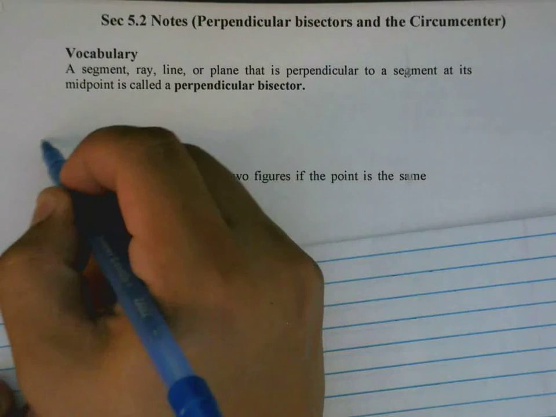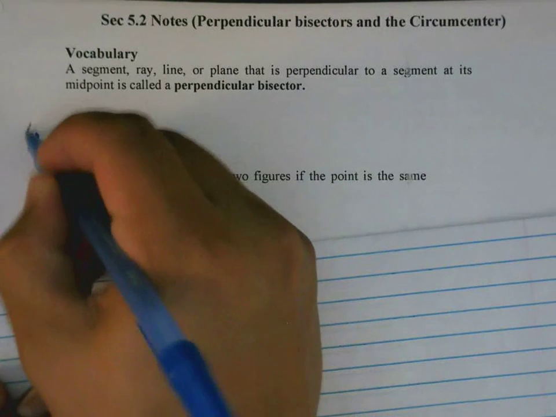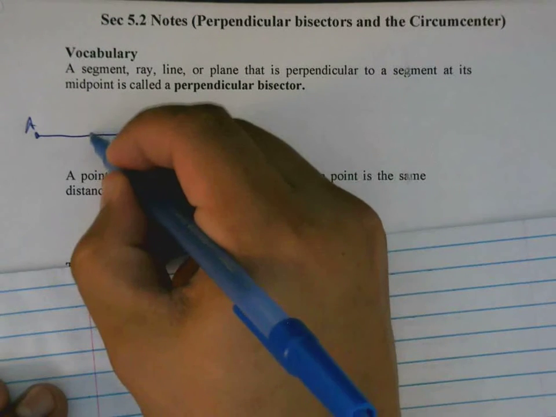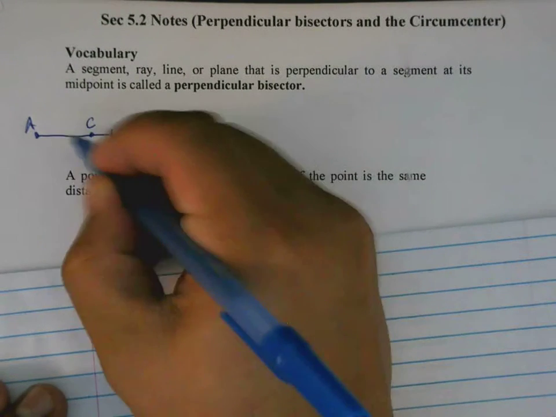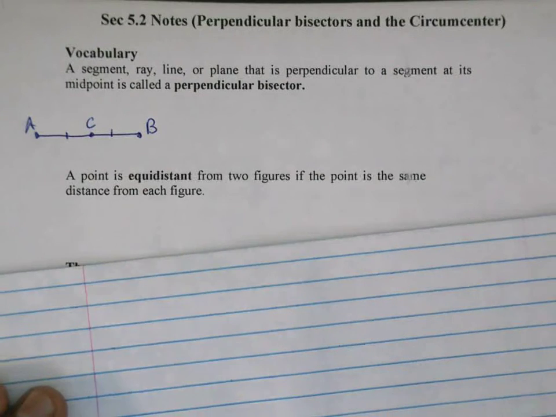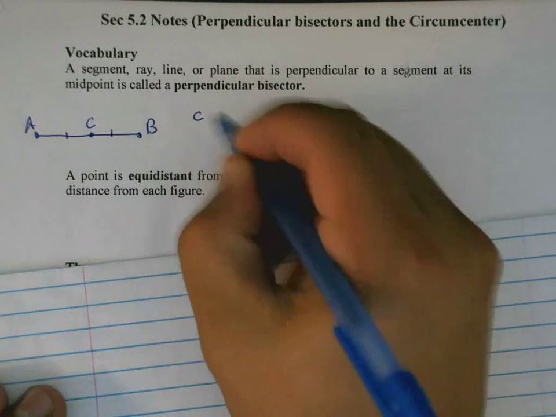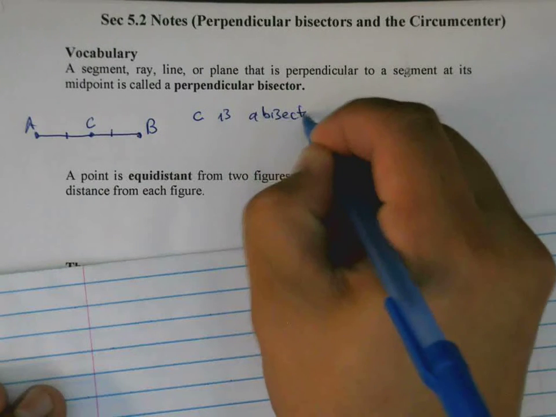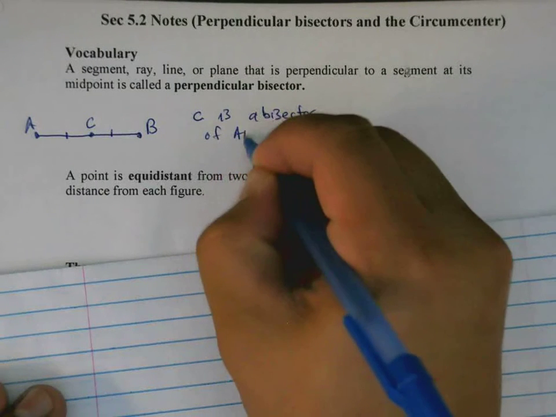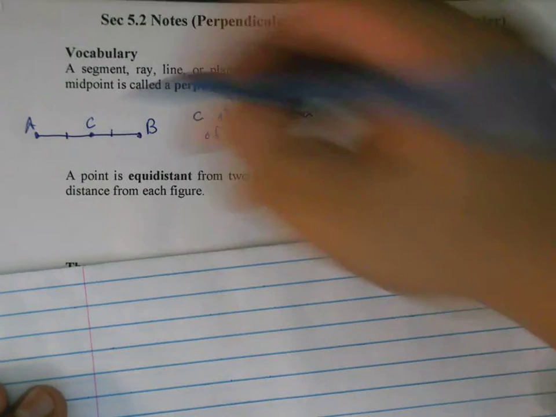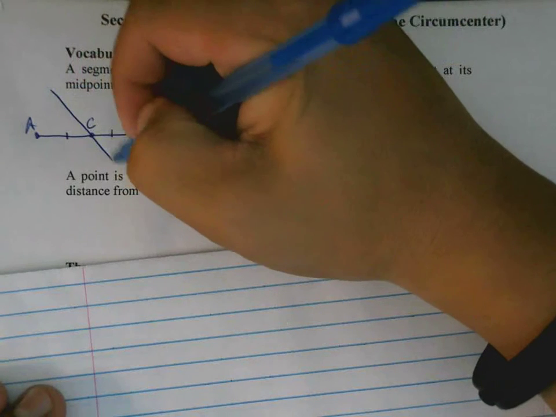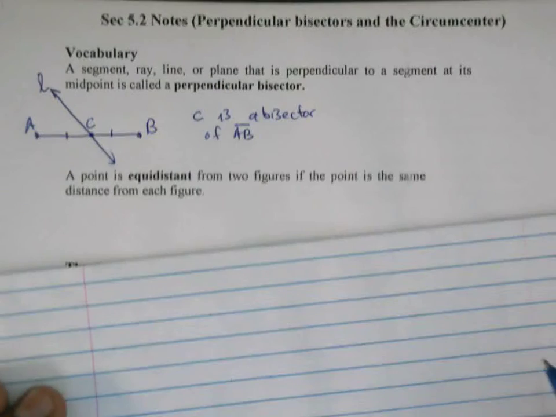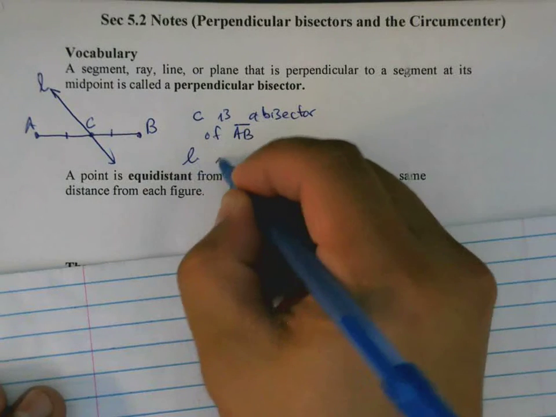Let's say I have a line segment here, AB, and then I have some point here, C, that cuts AB in half. I can say that C is a bisector of AB. Now let's say I have a line here that goes through this point C. Let's say that's line L. So I could say that L is a bisector.